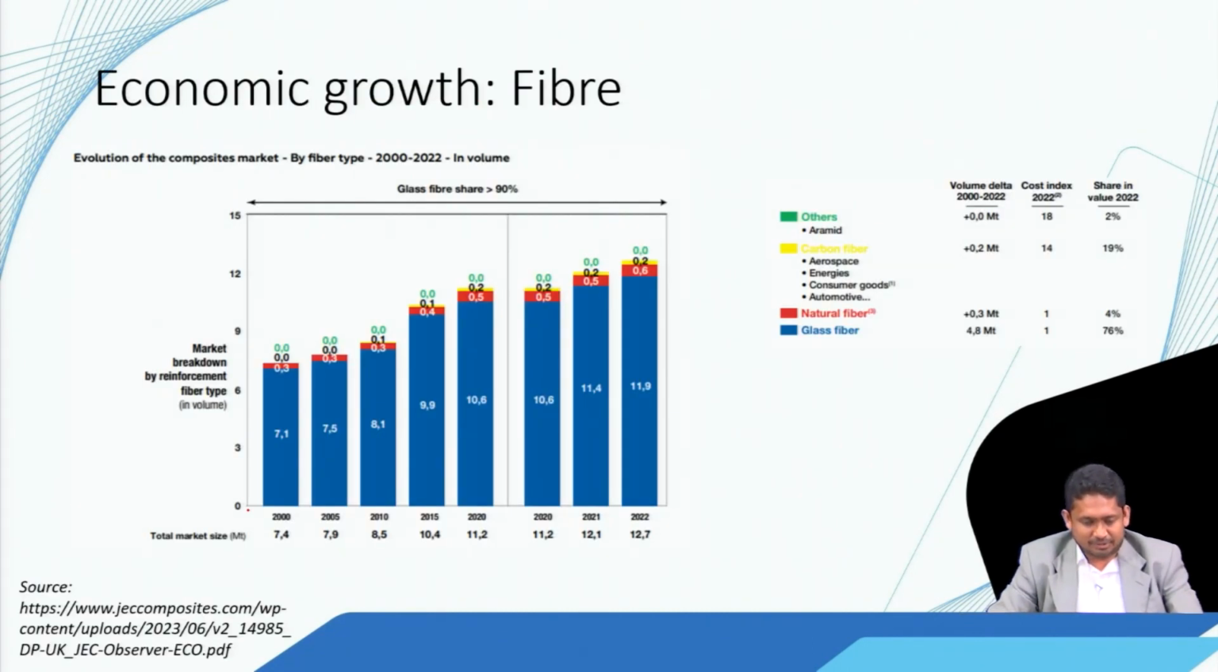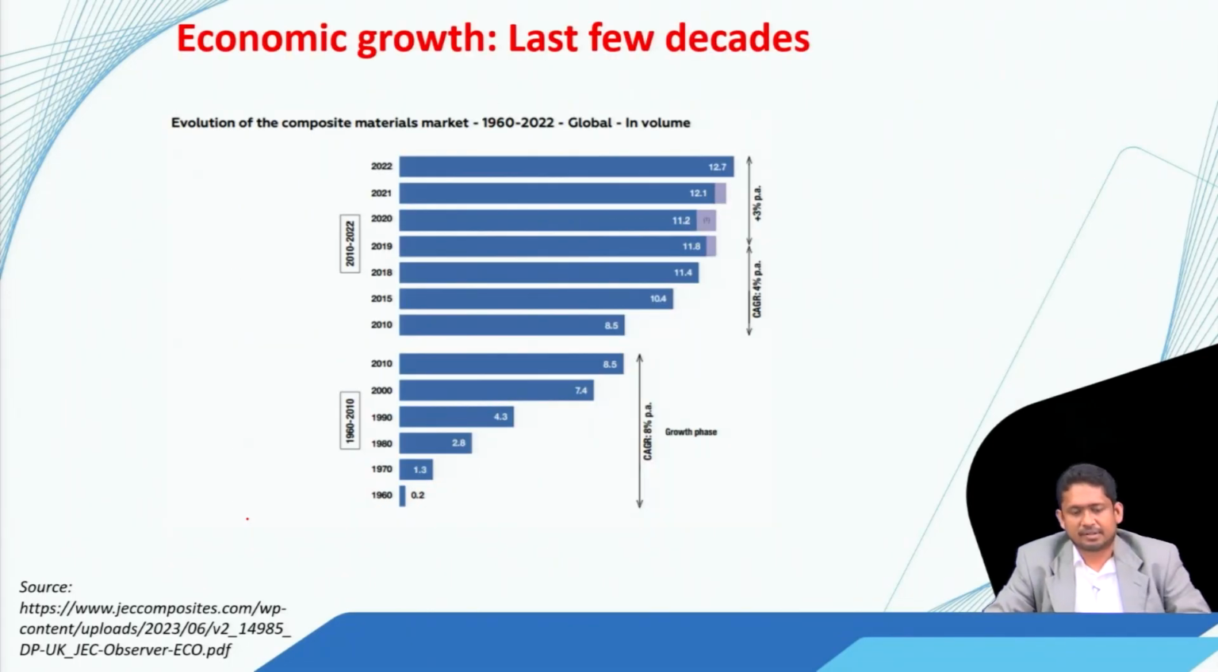So here we can see a brief economic growth of different types of fibers. Glass fiber is the most commonly used, and then there are different fibers, and we can see how the growth is increasing over the years. All these units are in million tons here. The composite market is expanding at a very high rate, so we can see how it is rapidly expanding over time.